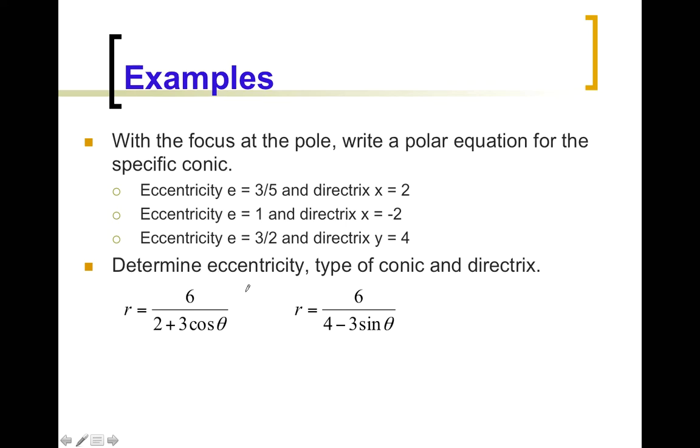So in order to determine the eccentricity, if you've been kind of looking at this, that 2 can't be a 2. That 2 has to be a 1. So I'm going to divide top and bottom by 2. So I'm going to get a 3 over 1 plus 3/2 cosine theta. So eccentricity in this case is 3/2, which is bigger than 1, and therefore it's a hyperbola.